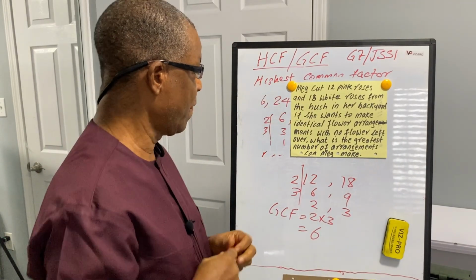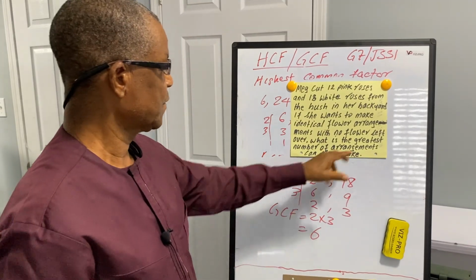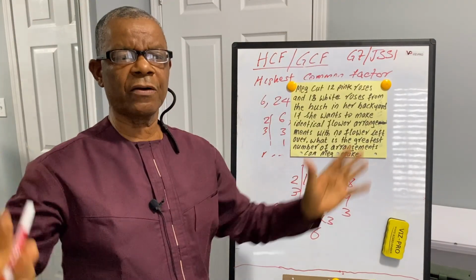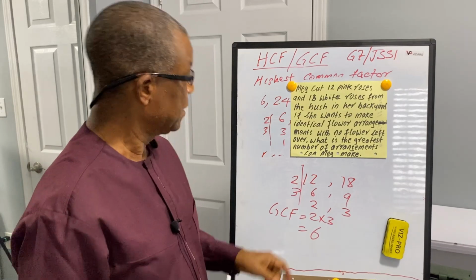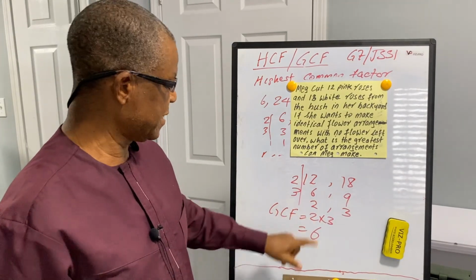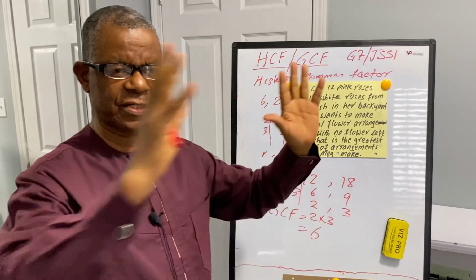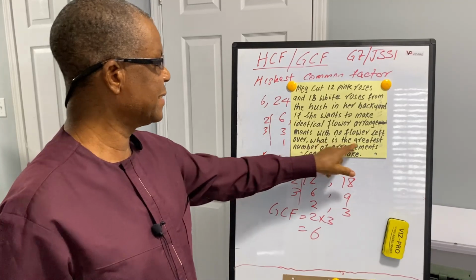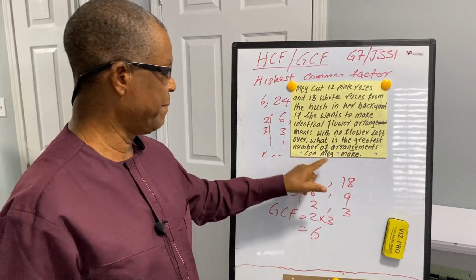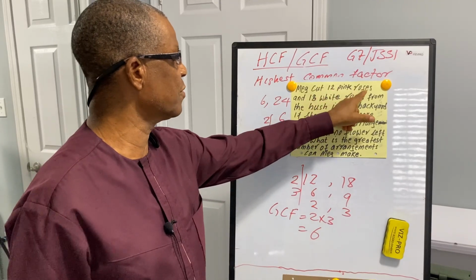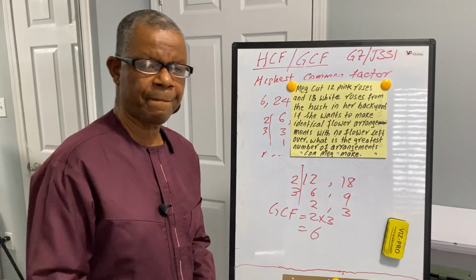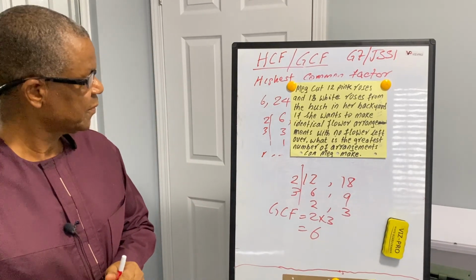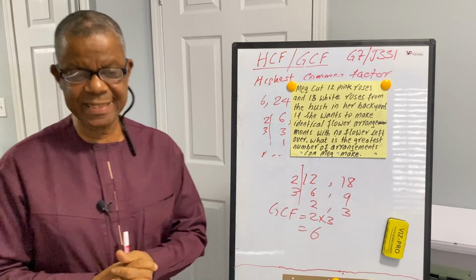So Meg will make 6 of that very arrangement. In other words, in each of those 6, there will be 2 pink roses and 3 white roses. So that is the highest common factor. That is the greatest number of arrangements that can be made out of these 12 pink roses and 18 white roses. It's talking about the highest common factor. That is it for our HCF.